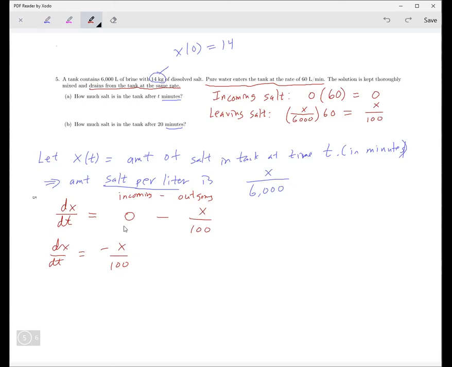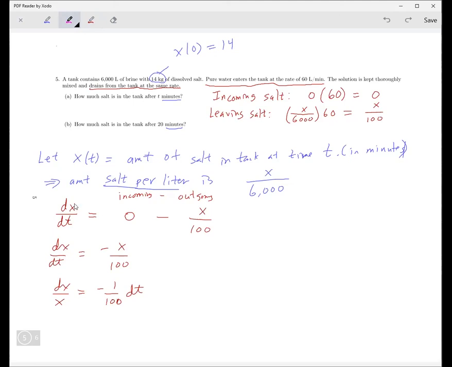And this is a separable equation. You don't have any t's over here though, so you're like, whoa, no t's. But that's okay. We're still going to do the same thing as we did before. We're going to get all the x's over here, all the t's over here, even though there are no t's, but we'll get the dt over there. So dx over x, and then negative 1 over 100 dt. We've separated all the dx's and x's over here, the dt's over here.